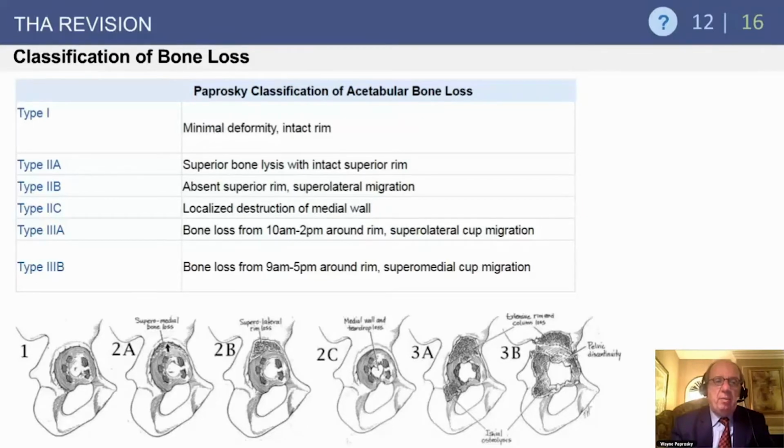A type 3A defect is from 10 a.m. to 2 p.m., with superior lateral migration. What I just like to add here is that in all of these, the migration is greater than 3 centimeters.